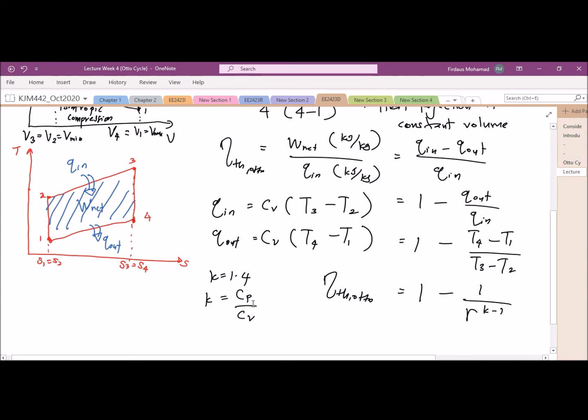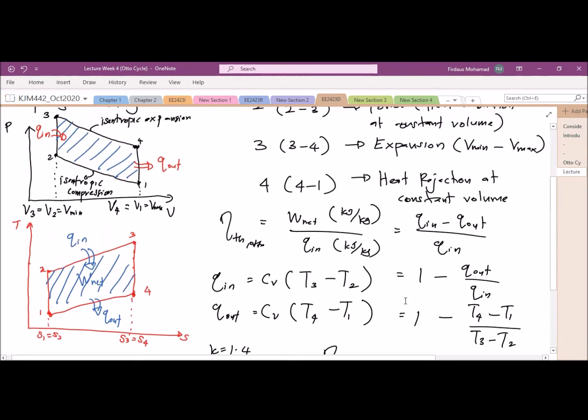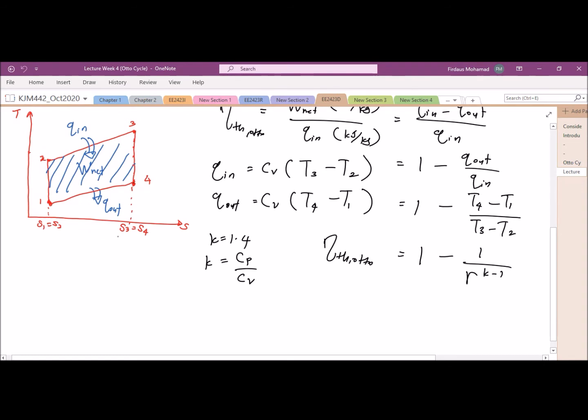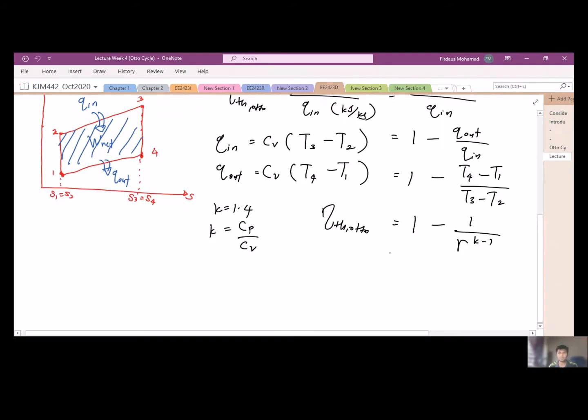Okay, so this is how to find the thermal efficiency based on the PV and TS diagrams, and then to find the Q in, Q out, and thermal efficiency based on r, which is the compression ratio. Okay, so I believe you are still following. So now we can evaluate or calculate the thermal efficiency based on compression ratio: 1 minus 1 over r to the power of k minus 1.